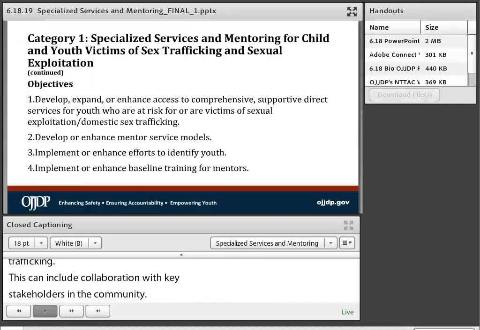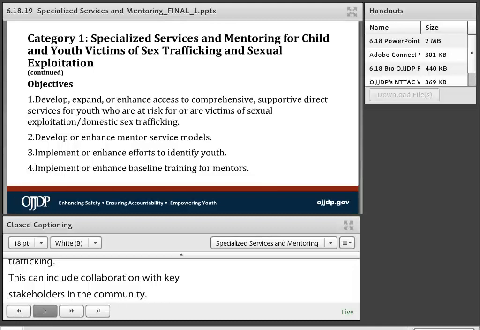And the fourth objective is to implement or enhance baseline training for mentors and provide ongoing development and support after the initial training is complete. OJJDP also funds a dedicated training and technical assistance provider for this initiative, and program sites will be expected to work closely with this provider when developing and implementing any mentor training to include an annual peer-to-peer learning opportunity.